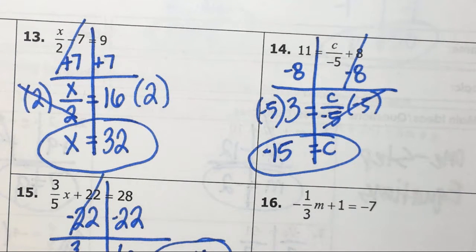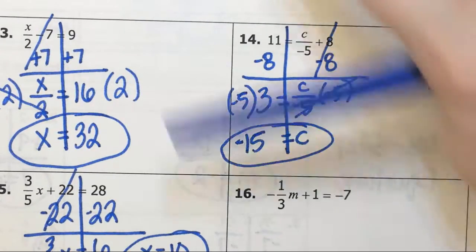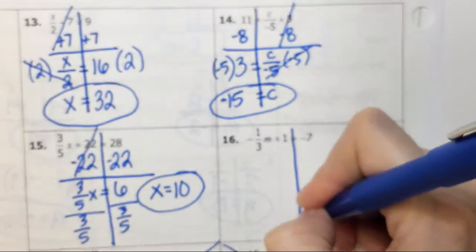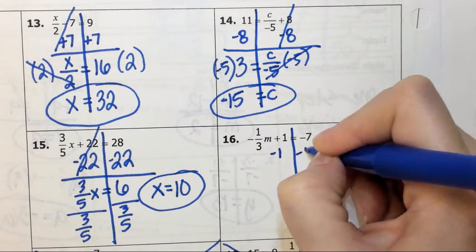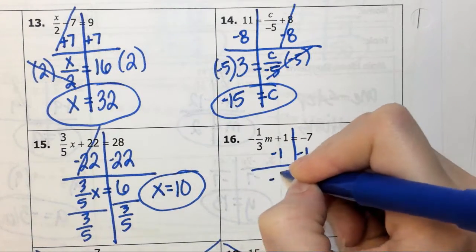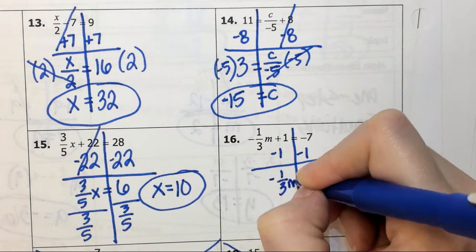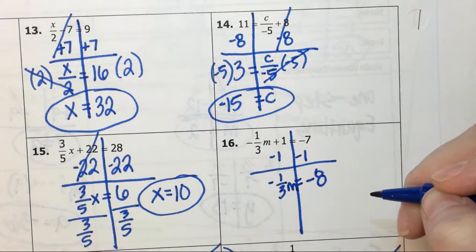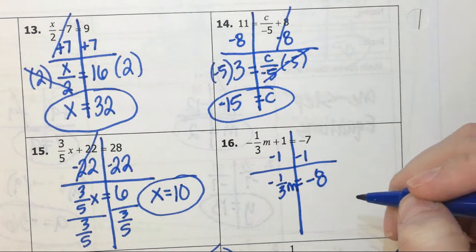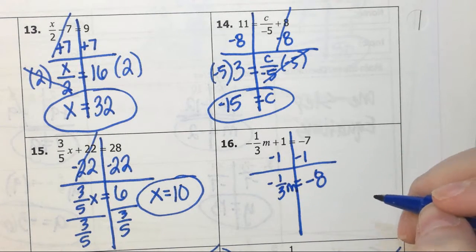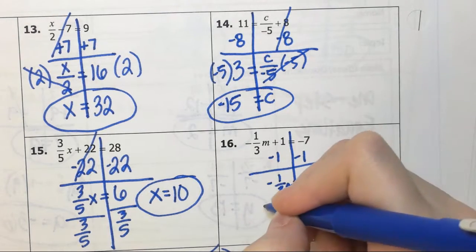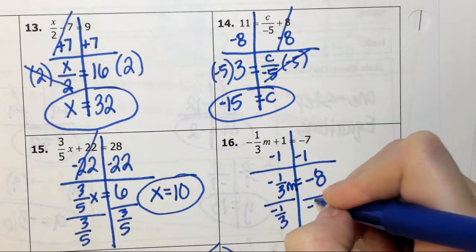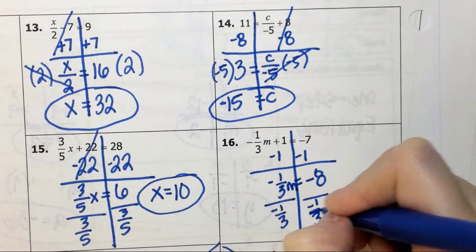So now 16. On 16, the first thing I do is subtract 1. So negative 1/3 M is equal to negative 8. Remember, don't make silly mistakes with negatives. Check on your calculator. Now I'm going to divide by negative 1/3. You divide. Yep. You multiply.